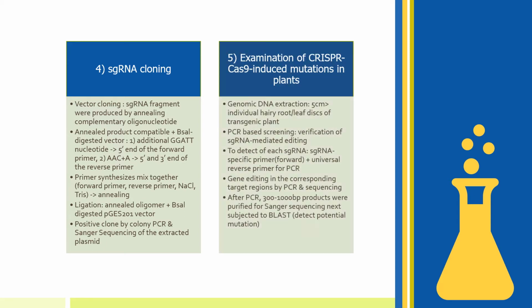Last, examination of CRISPR-Cas9-induced mutation in plants. Genomic DNA was extracted using longer than 5 cm of hairy root individually and leaf disc. PCR-based screening was performed for verification of sgRNA-mediated editing. To detect each sgRNA, a forward sgRNA-specific primer was used along with a universal reverse primer for PCR. Gene editing was examined by both PCR and sequencing. After PCR, 300 and 1,000 base pair products were purified for Sanger sequencing. Next, they were subjected to BLAST analysis to detect potential mutations.